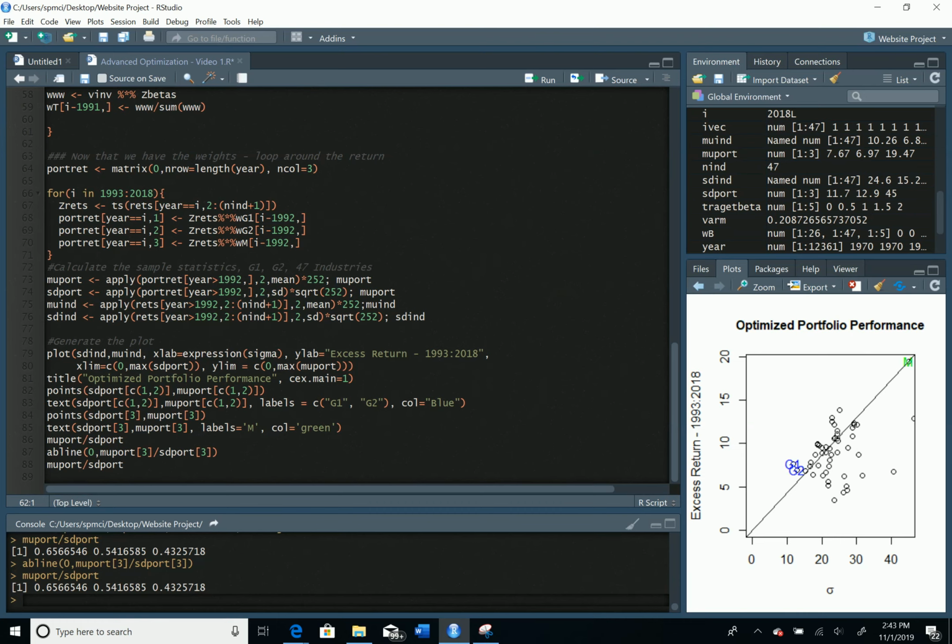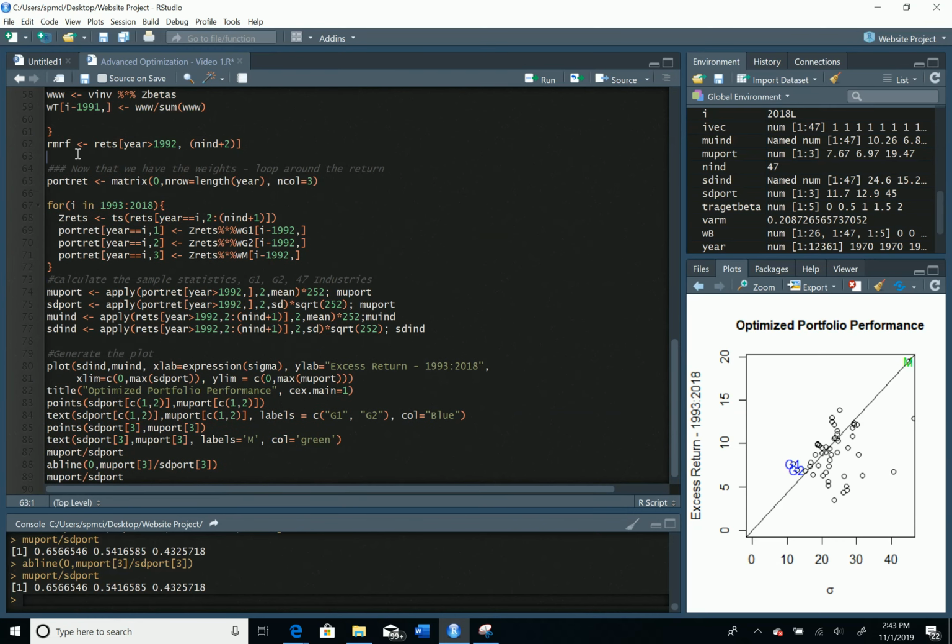Before we plot the tangency portfolio, let's go ahead and calculate the market portfolio because it should be easy as it's a non-optimized portfolio. So we'll set the variable RMRF, so it's the return on the market minus the risk-free rate, equal to our returns variable, and then we're going to subset from our year, which is greater than 1992, starting with our 1993 investment period, and we're going to set this equal to our number of industries plus 2, as that's the column of the excess return on the market from our sample data.